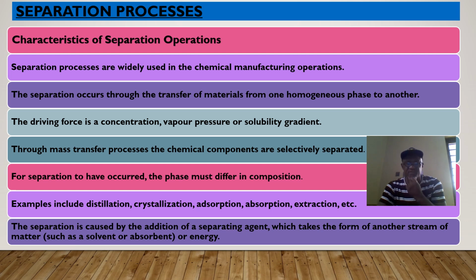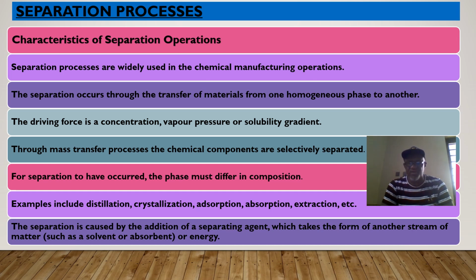Separation processes, characteristics of separation operations. Separation processes are widely used in chemical manufacturing operations. The separation occurs through the transfer of materials from one homogeneous phase to another. The driving force is concentration, vapor pressure, or solubility gradient. Through mass transfer processes, the chemical components are selectively separated.